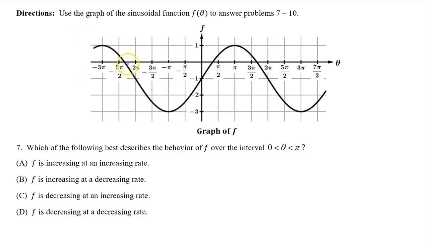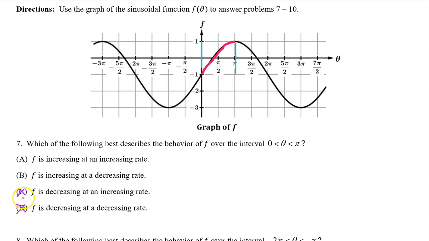We're going to use this graph of the sinusoidal function f of theta to answer problems 7 through 10. Number 7. Which of the following best describes the behavior of f over the interval from 0 to pi? I've highlighted the interval from 0 to pi, and we can plainly see that f is increasing. Notice how the values are rising from left to right. So we can throw out options C and D, both of which say that f is decreasing.